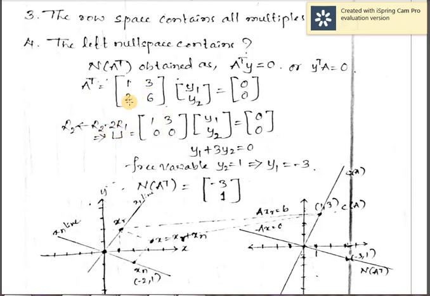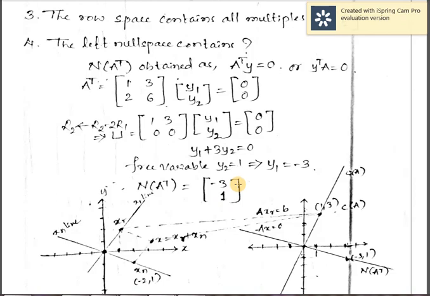To obtain this, I need to cancel this element. So the operation has to be the new R2 is R2 minus 2 times R1. When I do that, I'll get this matrix with y1, y2. So I'll get the equation y1 plus 3y2 equals 0. Here, y1 is a pivot variable and y2 is a free variable. So when y2 is given the value 1, y1 equals minus 3. So the null space of A transpose is minus 3, 1.